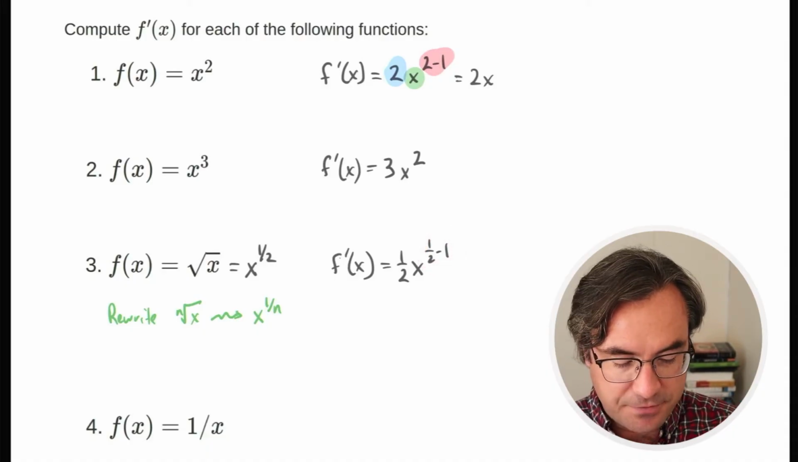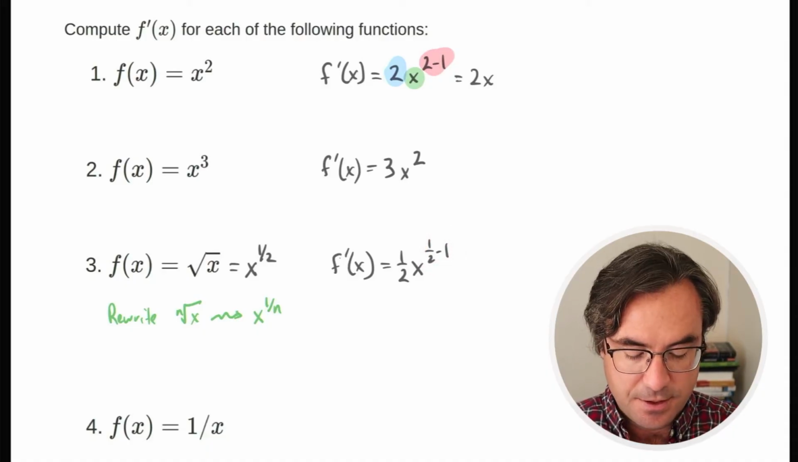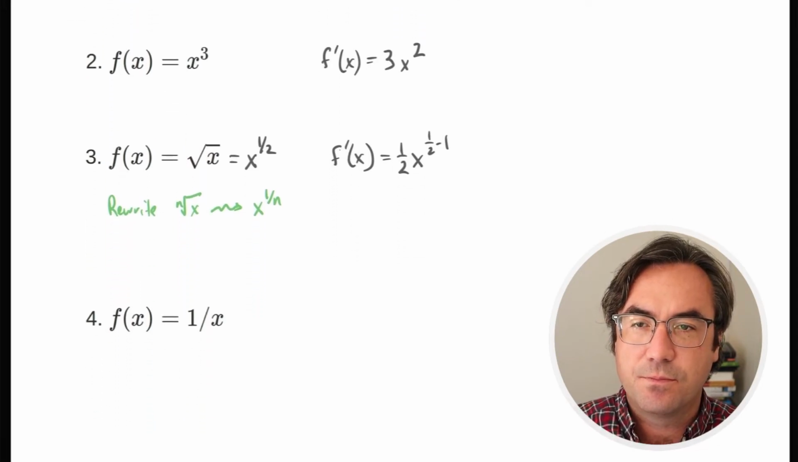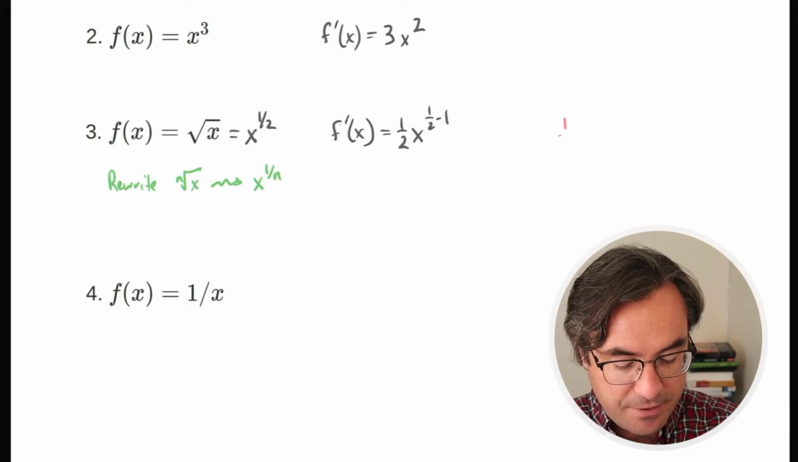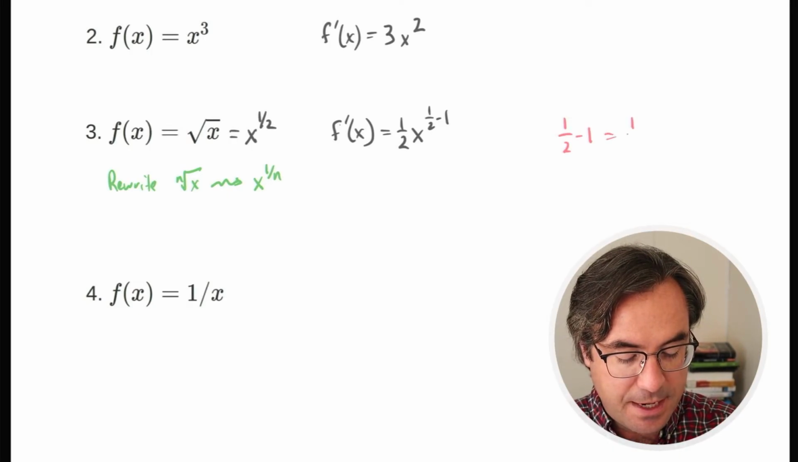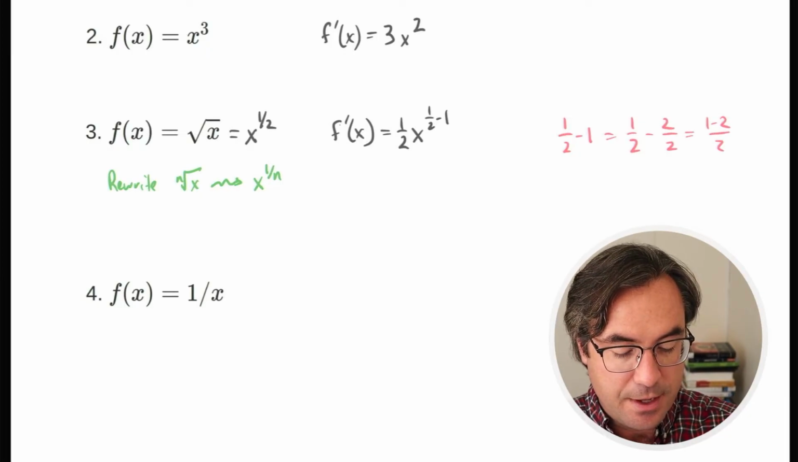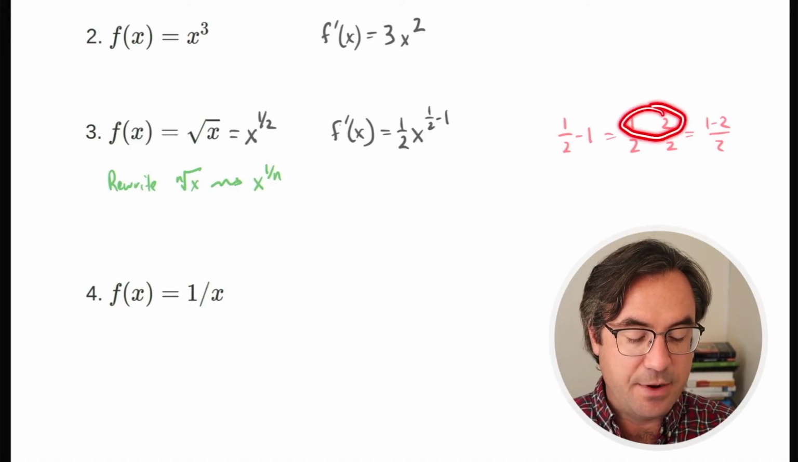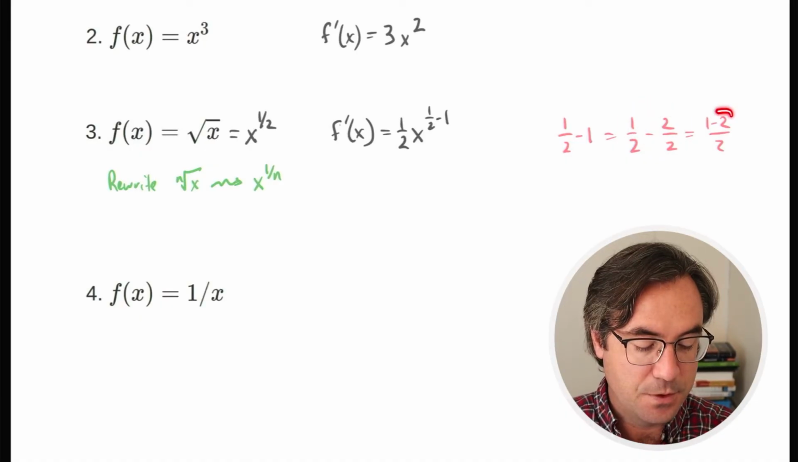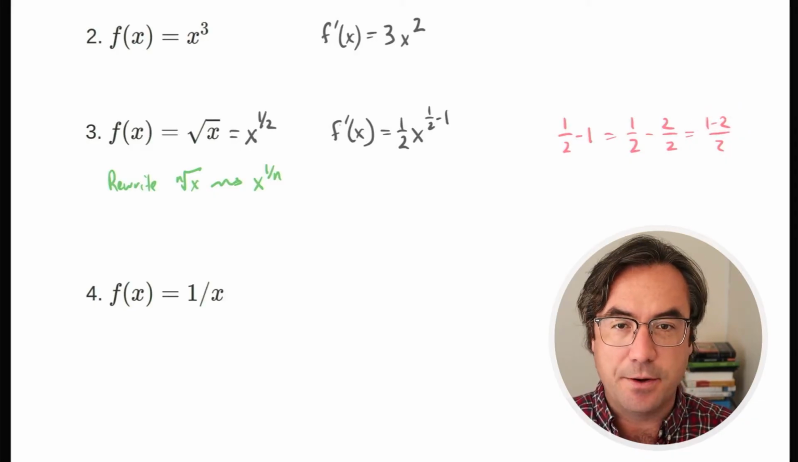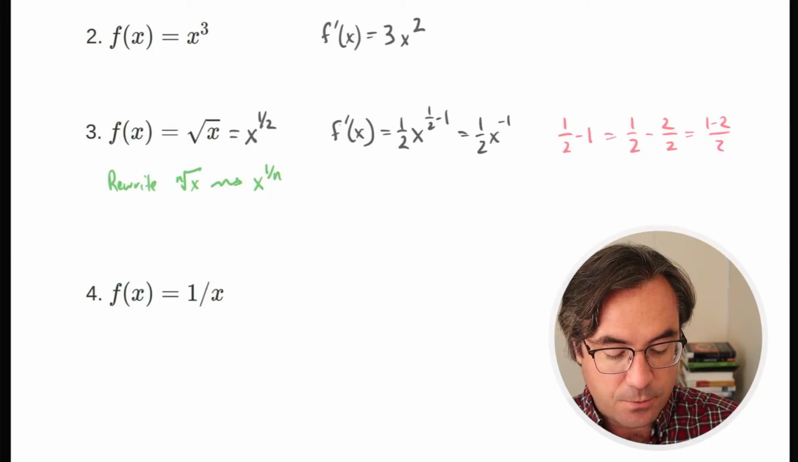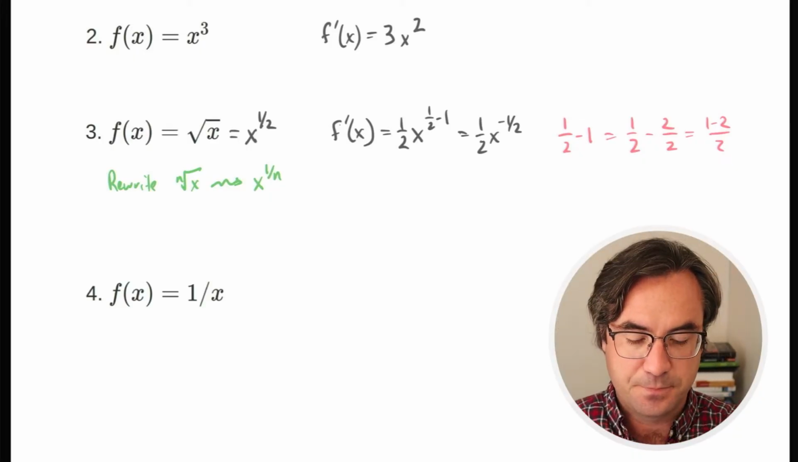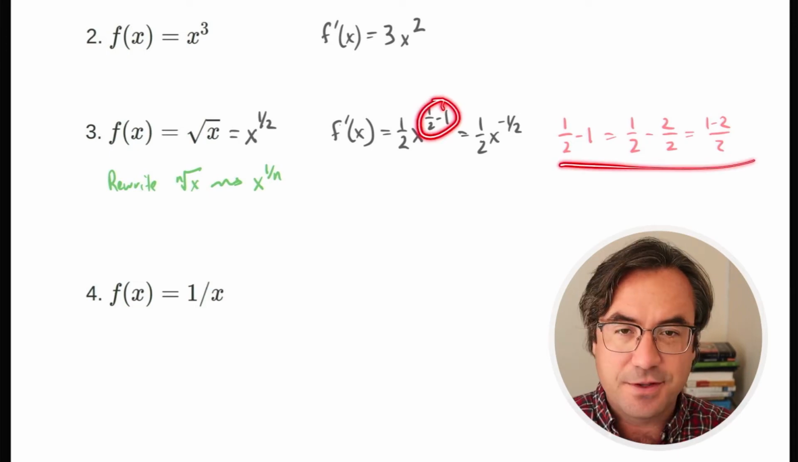And so let's do this off to the side. How does this 1/2 minus 1, what do we get when we subtract that? So if you need to do this, it's okay. So 1/2 minus 1, get a common denominator, so 1/2 minus 2 over 2. And once we have a common denominator, we can subtract the numerators. So 1 minus 2, and that's just -1. So this would simplify to 1/2 x raised to the -1/2 power. So if you need to do this work off to the side, it's okay.